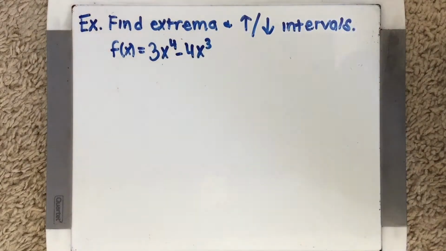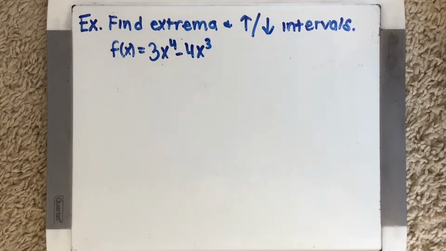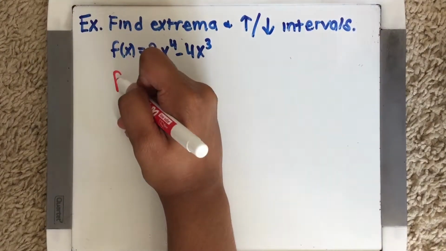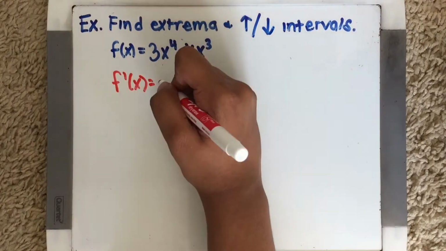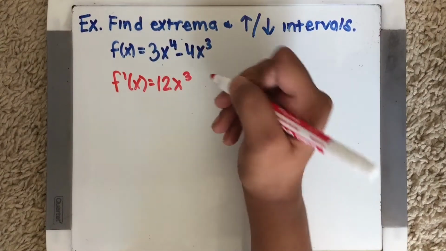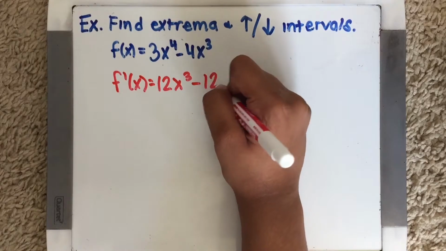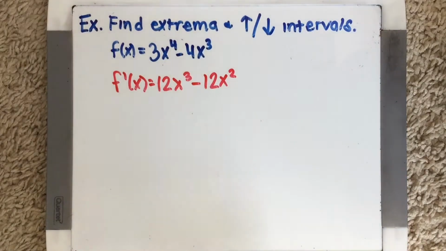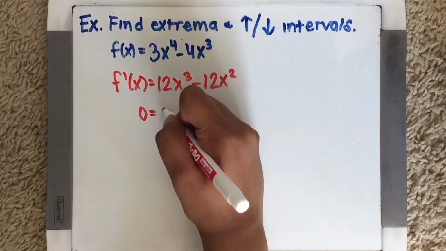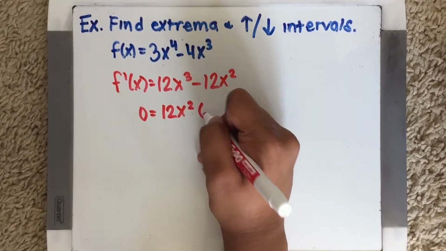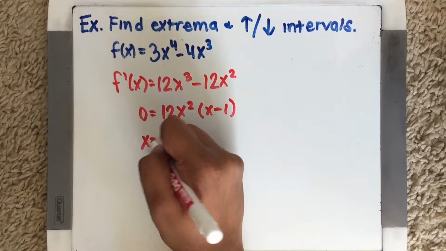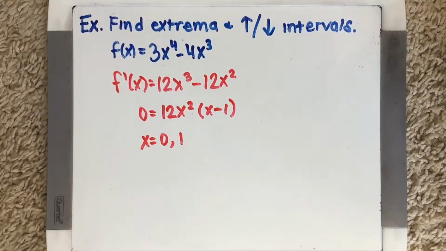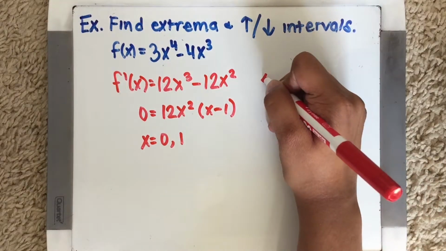Let's try another example using the same process. First, we have to take the derivative and then set it equal to 0 to find critical values. In this case, f prime of x is equal to 12x cubed minus 12x squared. Now we can set it equal to 0 and extract a 12x squared to give us 0 equals 12x squared times x minus 1, giving us x values of 0 and 1, and these are our critical values. Now we have to make a sign chart to verify these critical values.